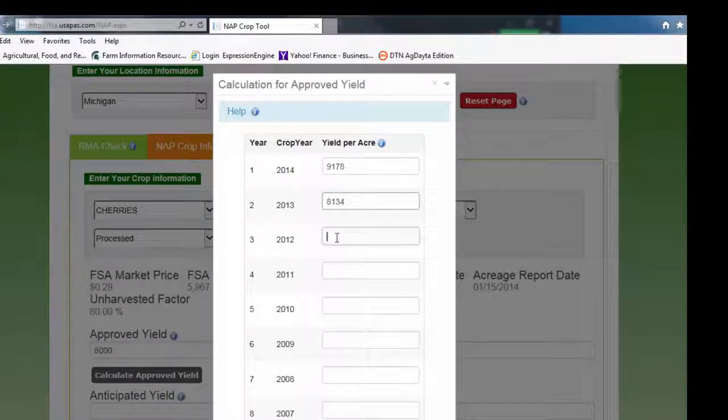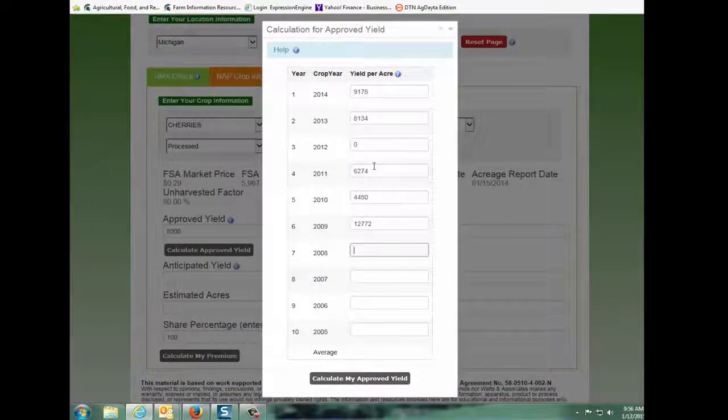8134. In 2012, this farm had 0, which many tart cherries, if not like 98% crop failure, most people had zeros. If we look at 2011, we're at 6274. I'll use my tab key to go on down. 4480, as you see, these are a little bit more like the county, so your yields might be a little bit more variable, but given weather patterns here, this is a pretty good example.